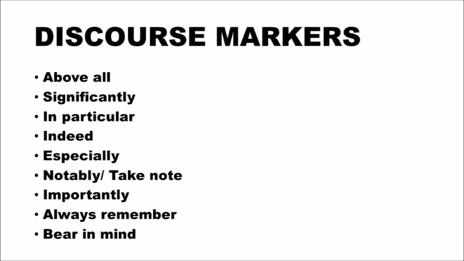One way to remember the important details in a text you are listening to is to pay attention to the discourse markers. Discourse markers are words or phrases whose function is to organize discourse or speech into segments. These are some discourse markers emphasizing important ideas. We have above all, significantly, in particular, indeed, especially, notably, take note, importantly, always remember, and bear in mind. If you hear these discourse markers, you have to take note of the statements, for they may introduce worthy ideas of the text you are listening to.